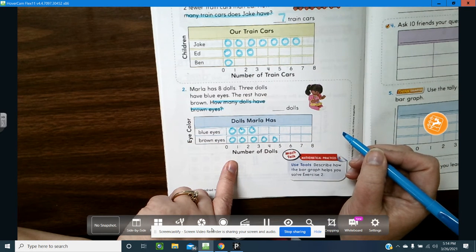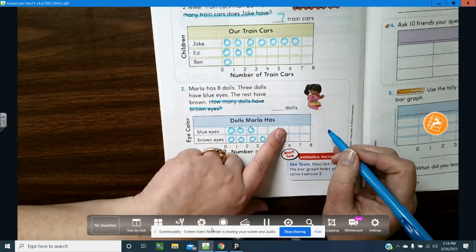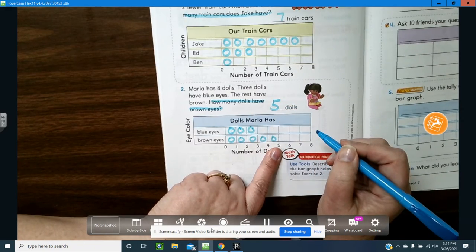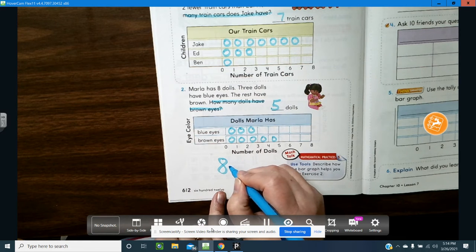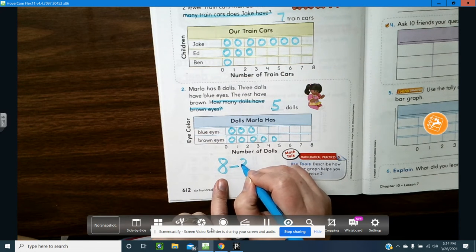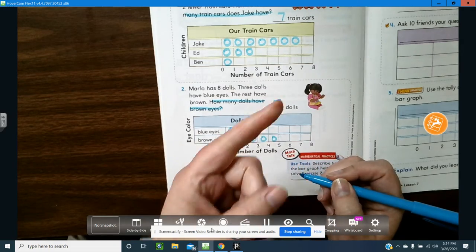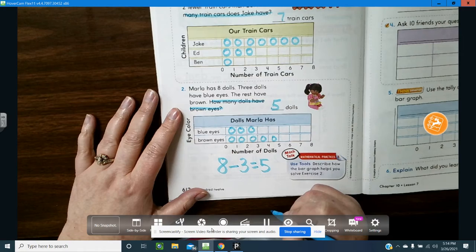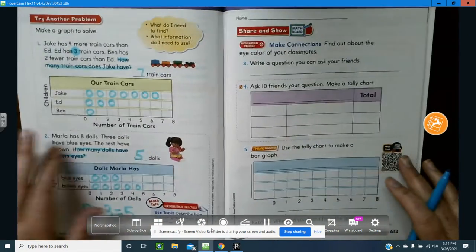Now it says, how many dolls have brown? 1, 2, 3, 4, 5. We can see it goes right to the 5. So 5 dolls. If we were making a number sentence with that, we would say you have 8 and you take away the 3 blue eyes. So it'll be 3, 4, 5, 6, 7, 8. And that means the other 5 have to have brown eyes. That would be our number sentence to go with that.